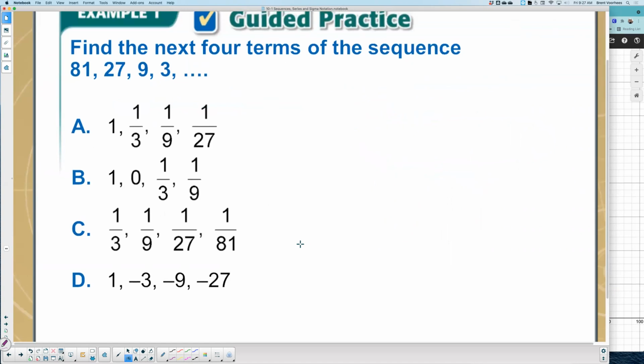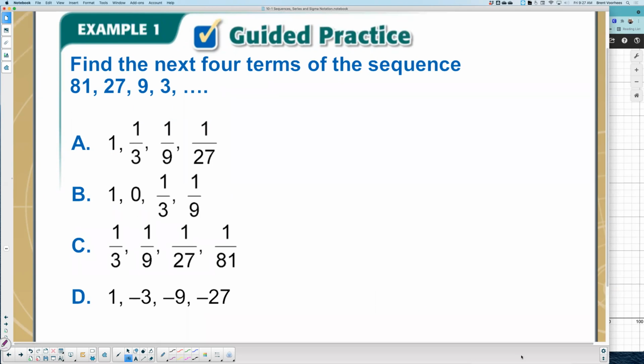With your DOL, I keep it much simpler. I want you to find the next 4 terms given this sequence. DOL number 1.